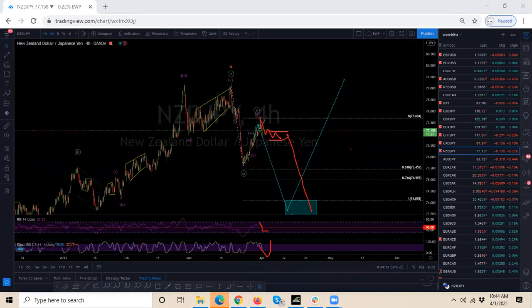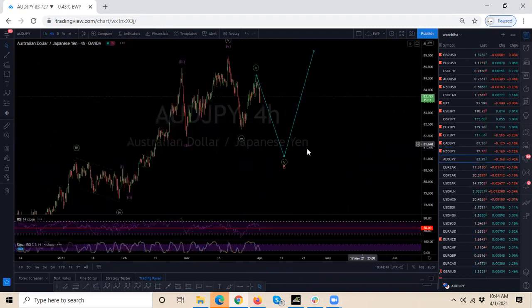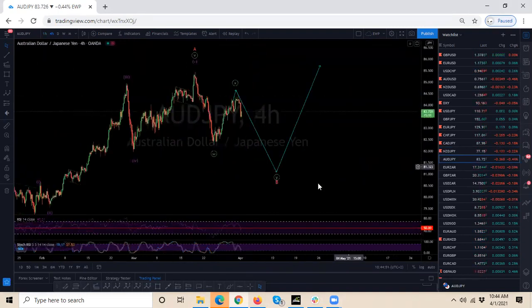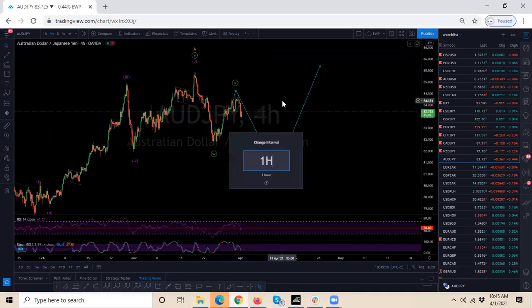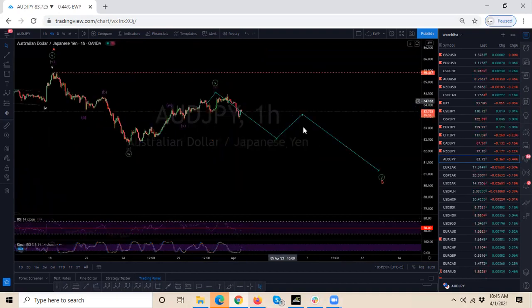So this will be similar to AUD JPY. It should be similar, but the indicator needs to confirm. So you can see that on AUD JPY, we've already started to dip below the 50 mark here on the RSI. Let's just see on 1-hourly what we have here.